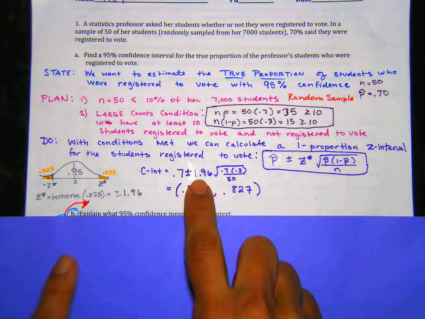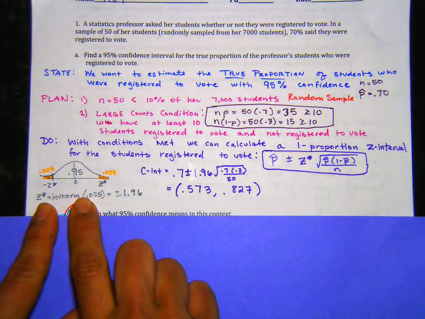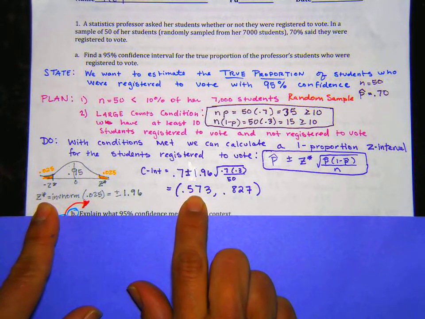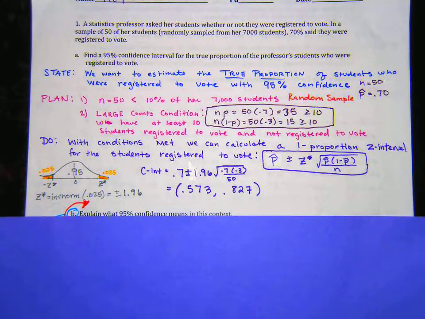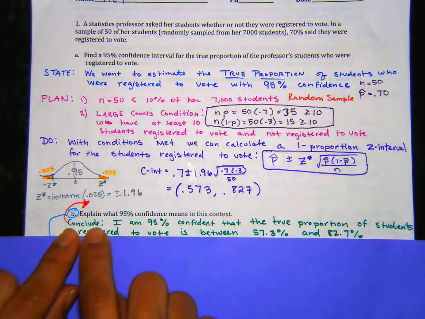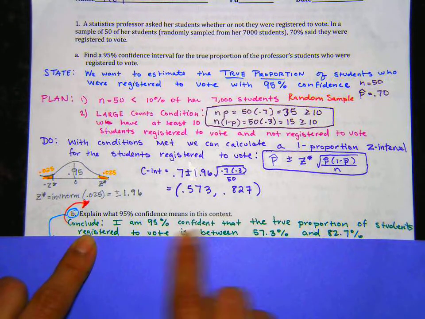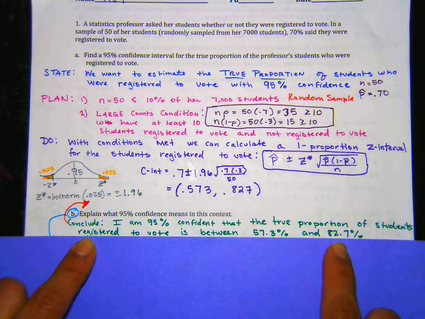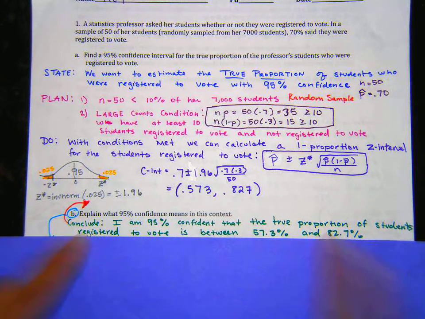My critical value is 1.96. I found that with my calculator. You can also use your table. So we get this interval, 0.573 to 0.827. Now I'm going to jump down here. My conclusion is actually written in part B. It doesn't answer part B, but it was just written down there. I am 95% confident that the true proportion of students registered to vote is between 57.3% and 82.7%. All of this answers part A.